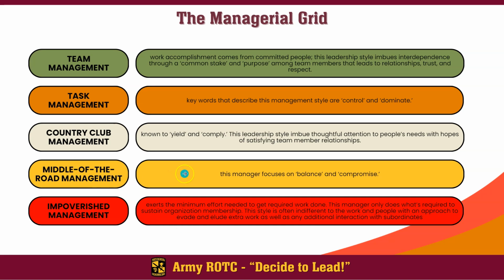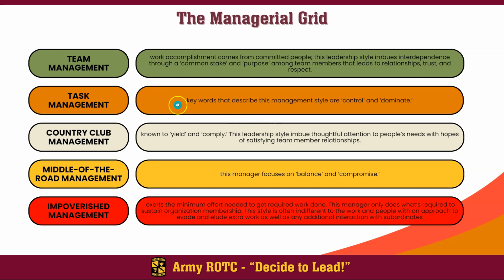The middle of the road really does focus on this idea of balance and compromise. So there's a balance of their people, balance of the production, and then making some compromises where it's okay to not get everything done, and it's also okay not to really focus too much on their people. Country club management, like I said, kind of that people pleaser style, is known to yield and comply. So this leadership style really is more about the thoughtful attention to people's needs, with the hopes of just satisfying their team member relationships. They just want to make their people happy. They just want to be liked.